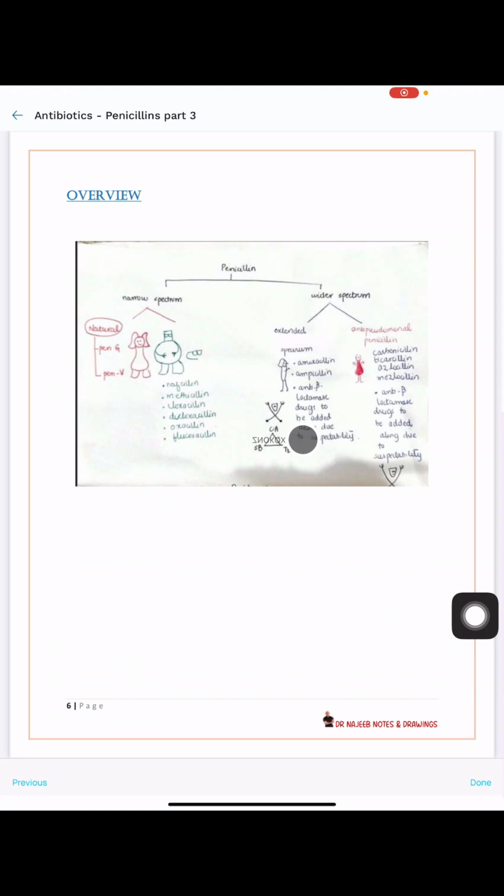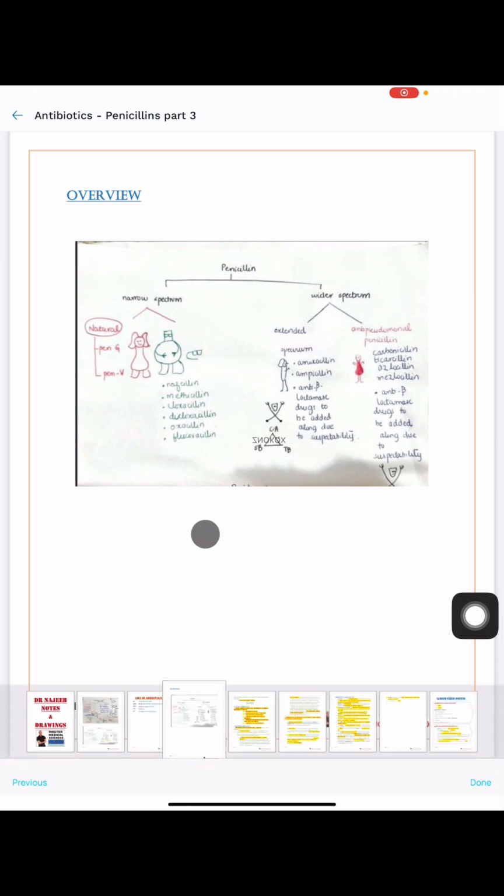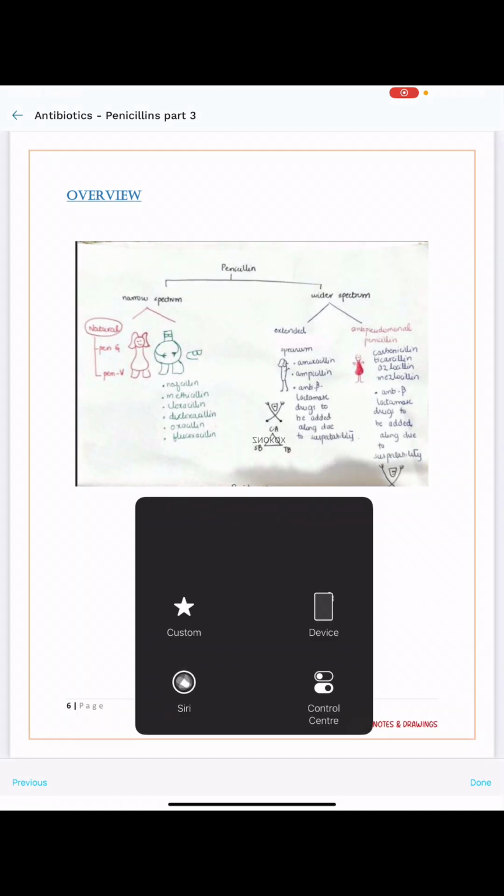The anti-beta lactamase, the beta lactamase inhibitors that are added with these penicillins, those are clavulanic acid, sulbactam, and tazobactam. Okay, I got it now. To be added along due to susceptibility.